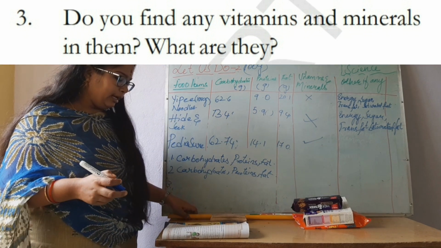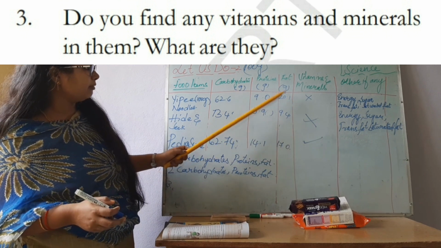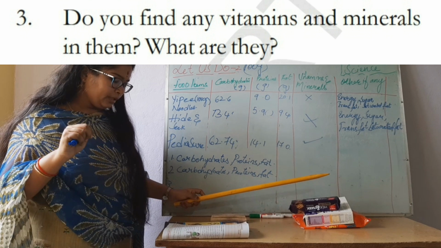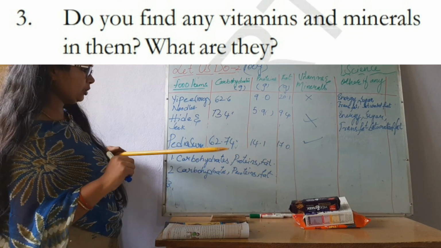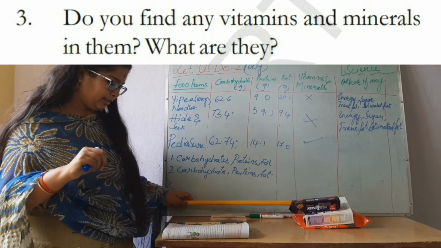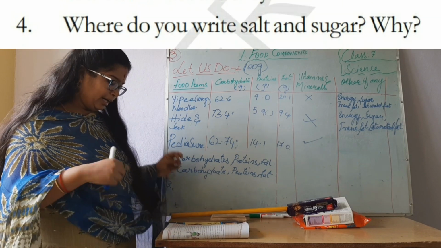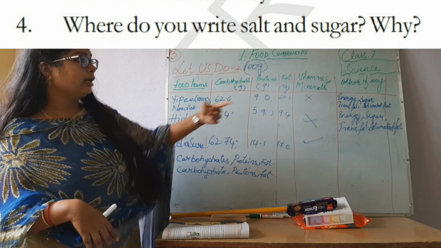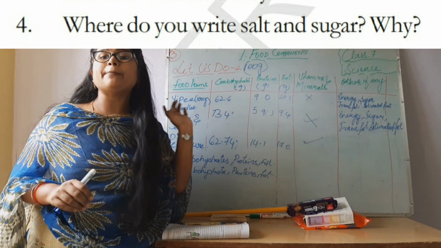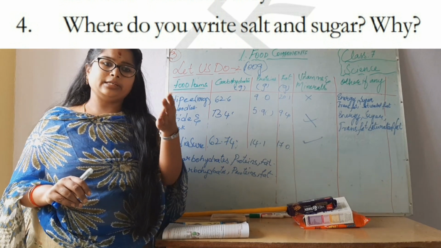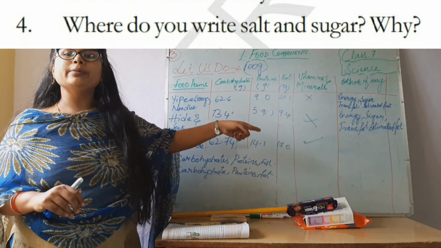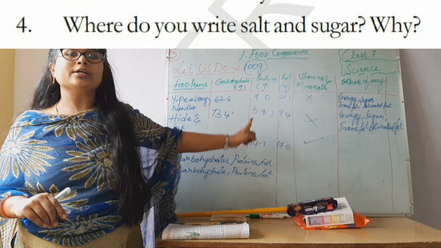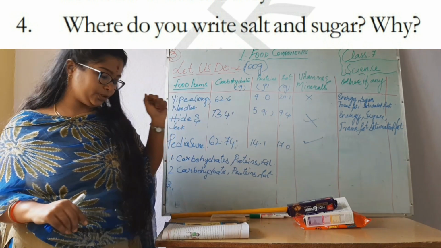In this biscuit packet, do we find any vitamins and minerals? No, we don't find them. In Pediasure milk powder, you can find them and more. So where do we write salt and sugar? If salt and sugars are there, you add them in the chip packet, like your Kurkure and all, the salt will be given. Any other, there you are supposed to write. Not in food components, there you are supposed to write.